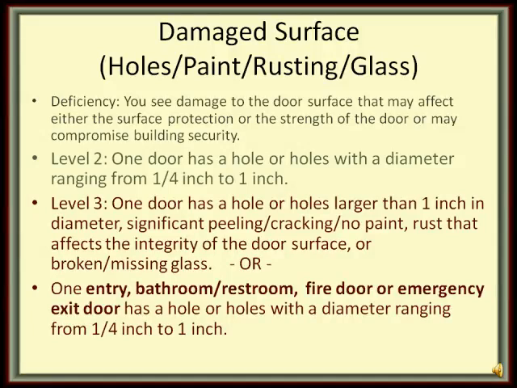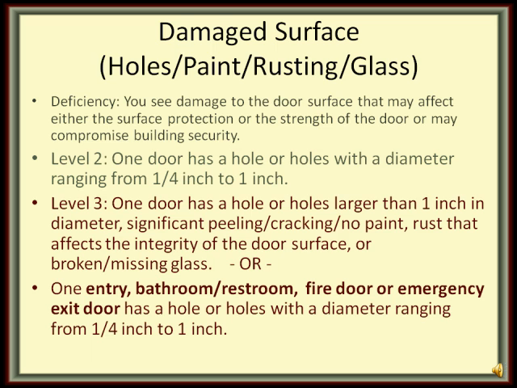Our next door deficiency is called damaged surface. This pertains to holes in doors, paint issues like peeling paint or no paint, rust issues, and broken glass. The basic deficiency definition says you see damage to the door surface that may affect either the surface protection or the strength of the door, or may compromise building security.